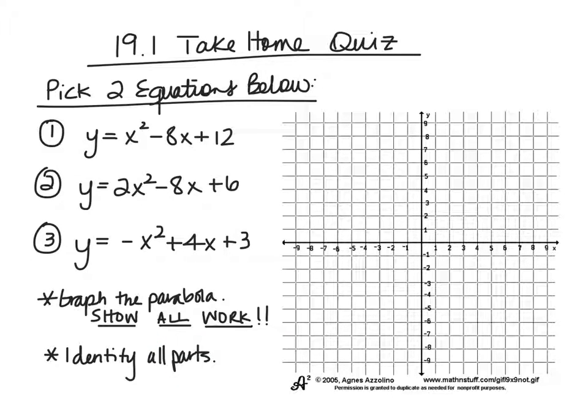So you're going to do what we did in class today. So graph the parabola, and then you're going to identify all the important parts. And you all know what that means: the vertex, axis of symmetry, the y-intercept, domain and range. Those are the things that I want to see. All that should be pretty clear when you get to those problems.